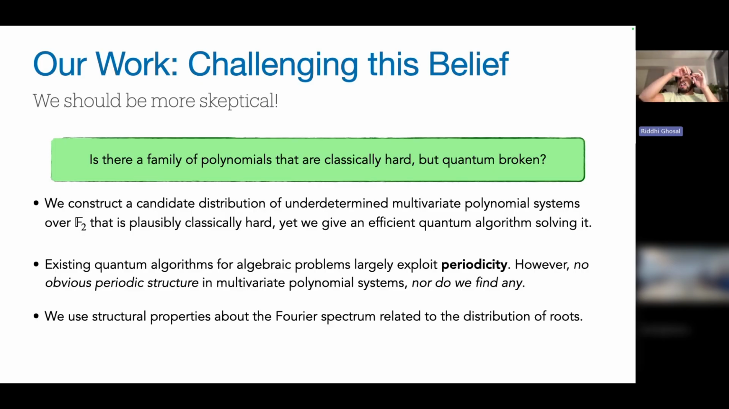If I give you a polynomial system and the roots and you look at the roots, you do a QFT on it and go into the Fourier domain. You then analyze what that Fourier spectrum looks like, and it turns out that there are some patterns that you can find over there, which I'll talk about soon.